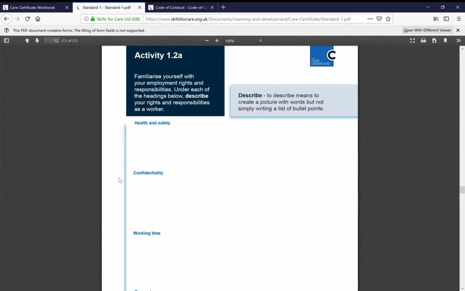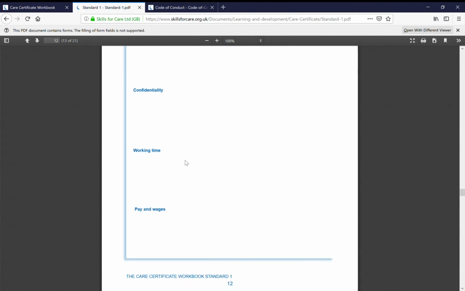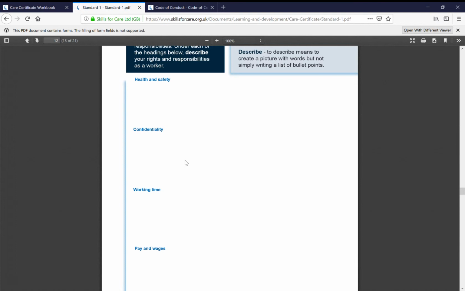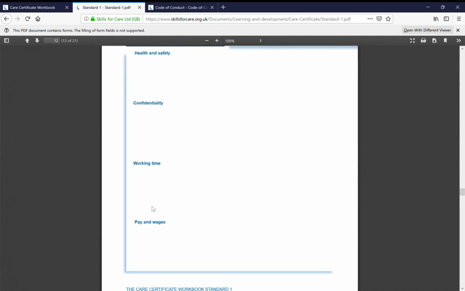Activity 1.2. Familiarise yourself with your employment rights and responsibilities under each of the headings below. Describe your rights and responsibilities as a worker. So with these headlines here, what rights do you have to health and safety? Hopefully you'll be working in a safe environment. Confidentiality, do you have any rights? We've spoken about your patient rights and a need to know basis, but do you have any rights to confidentiality? Working time, again, do you have any rights, or are we expecting you to work 8 days a week?